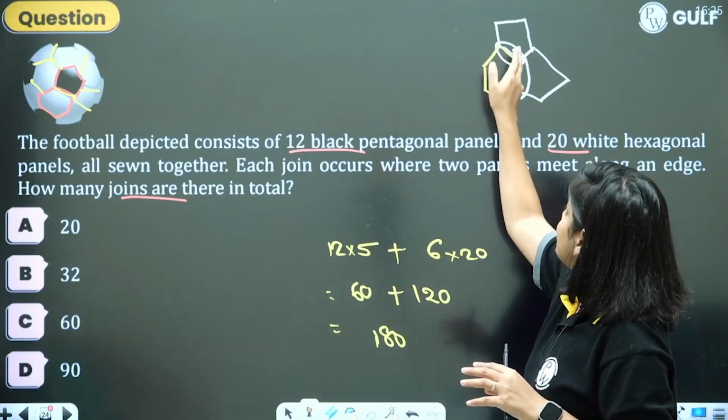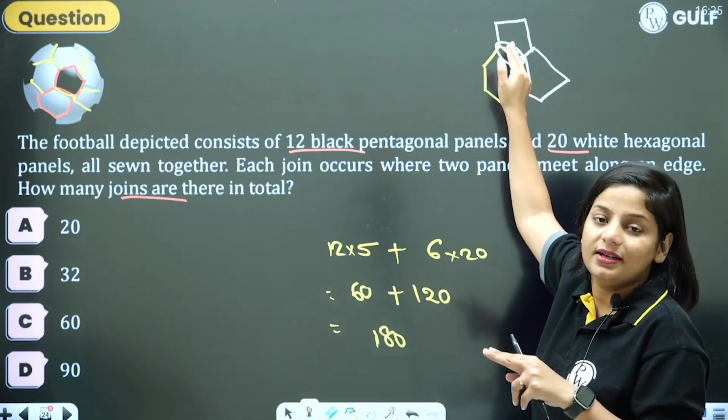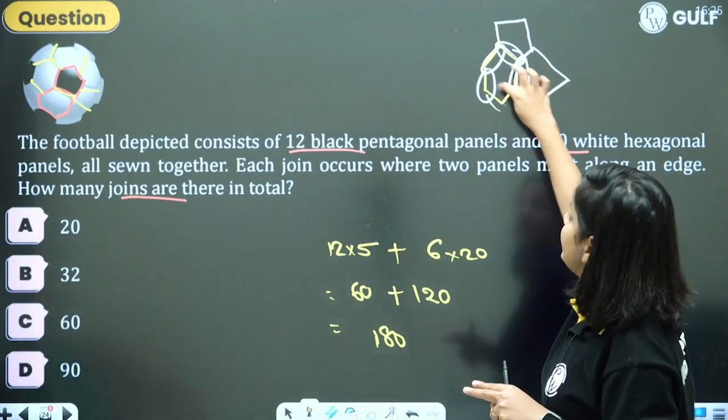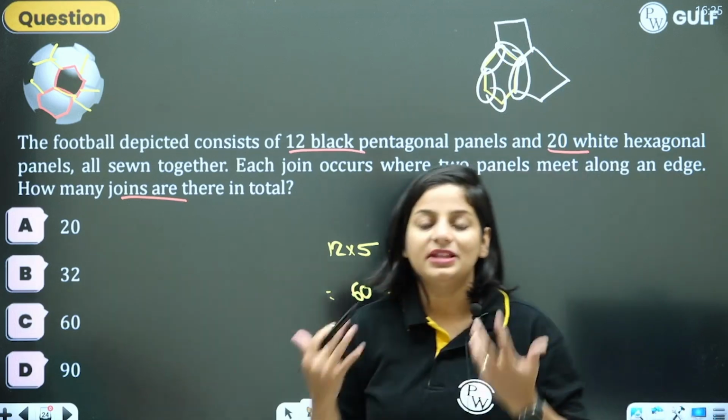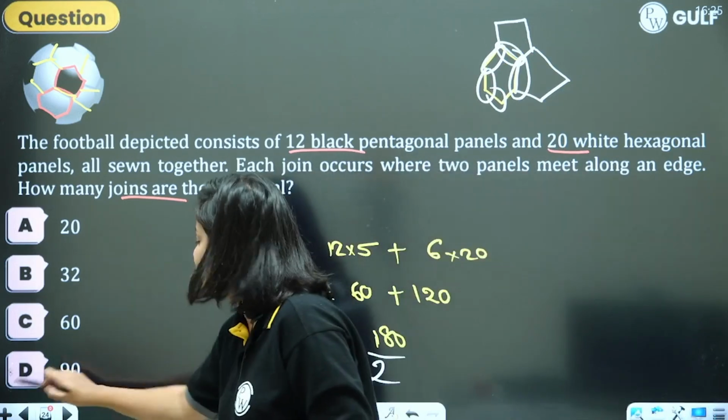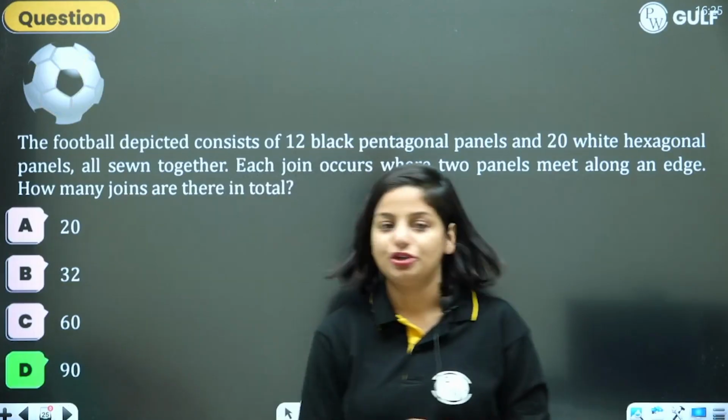Same way, this side is also counted twice in both hexagon and pentagon. Every side is counted twice. So dividing by 2 will give me the actual number of joints. 90 is the answer in this case.